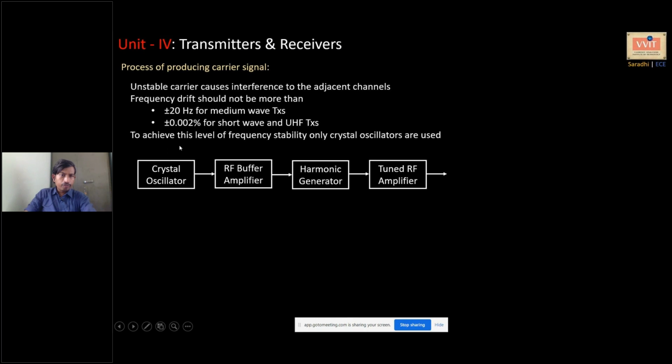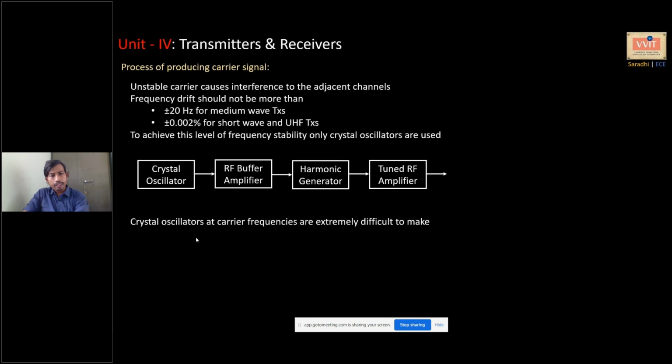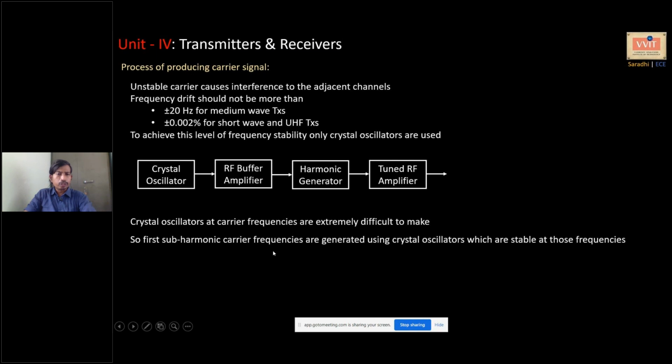To achieve this level of frequency stability, only crystal oscillators are used. No other way you can achieve this. But we have one problem with crystal oscillators. It is very difficult to design crystal oscillators for the generation of large frequencies or high frequency values. So what we do is, first we generate subharmonic carrier frequencies, which means, suppose I want a 10 megahertz carrier frequency. First I generate 1 megahertz, and I will up convert that into 10 megahertz using some standard procedures.